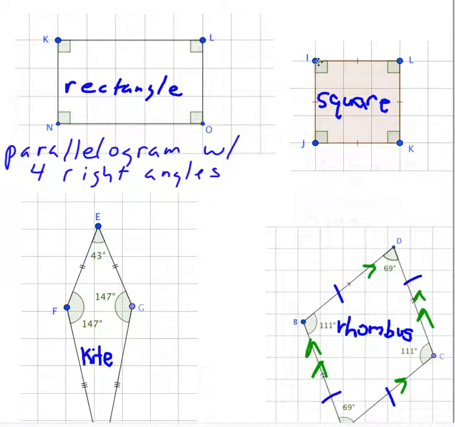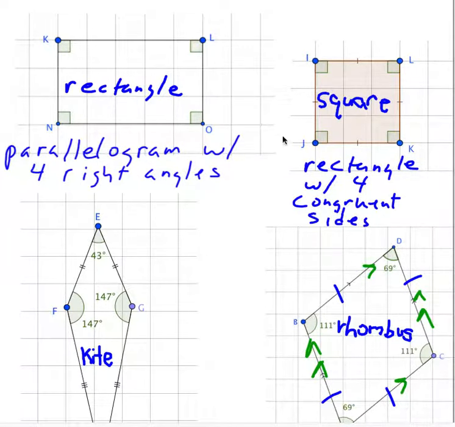A square is actually a type of parallelogram. It's also a rectangle, but we could describe it more specifically. It's a rectangle because it meets the definition of a rectangle. It's a parallelogram with four right angles, but also it has four congruent sides. So the way we'll define that is a square is a rectangle with four congruent sides.